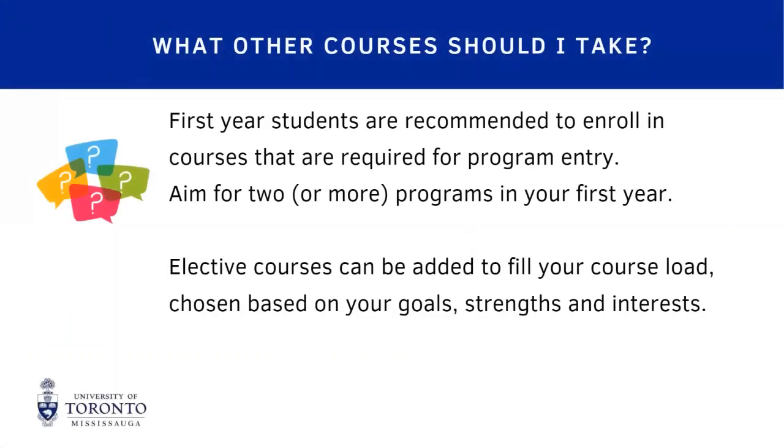What other courses should I take? Students often ask what other courses they should take in addition to economics and math. Well, first-year students are recommended to enroll in courses that are required for program entry, and you should be aiming for 2 or more programs in your first year. So your elective courses can be added to fill your course load, chosen based on your goals, strengths, and interest. Since economics programs combine nicely with many other programs at UTM, students can choose from almost any of the course options available.